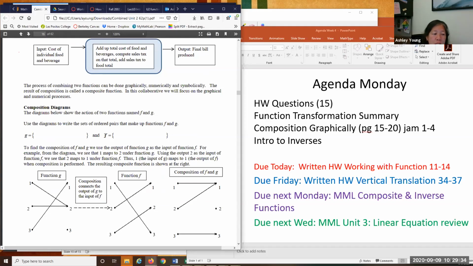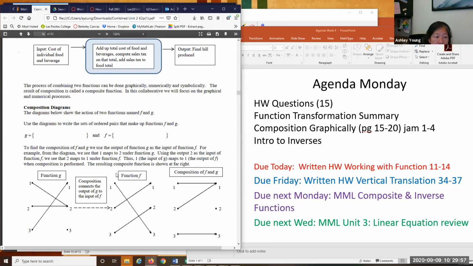So Bo, why don't you read this part down here, composition diagrams. Composition diagrams: the diagrams below show the action of the two functions named f and g. Use the diagrams to write sets of ordered pairs that make up functions f and g. Great. So we'll do that in a minute. Go ahead and do that.